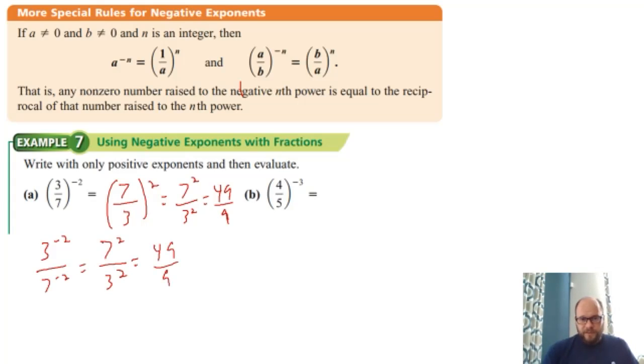On B, so same thing, and that's flipping the entire fraction. So we end up with 5 over 4 to the +3, or 5 to the +3 over 4 to the +3. 5 to the +3, 5 times 5 is 25, times 5 again is 125. 4 to the 3rd, 4 times 4 is 16, 16 times 4 is 64. And again, those are our answers.